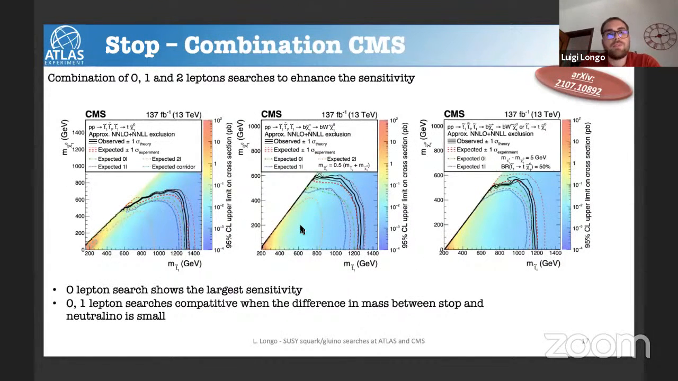So, given that all the signatures with 0, 1, and 2 leptons have been addressed, CMS has done a combination of these three searches to enhance the sensitivity. You can see in these three plots that in general there is an enhancement in the sensitivity. Usually the 0 lepton search shows the largest sensitivity in the free case, and then the 0 and 1 lepton searches are competitive when the mass difference between the stop and neutralino is small.